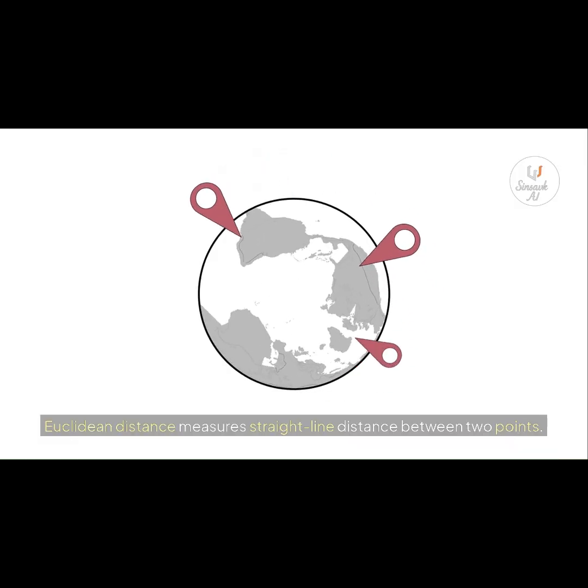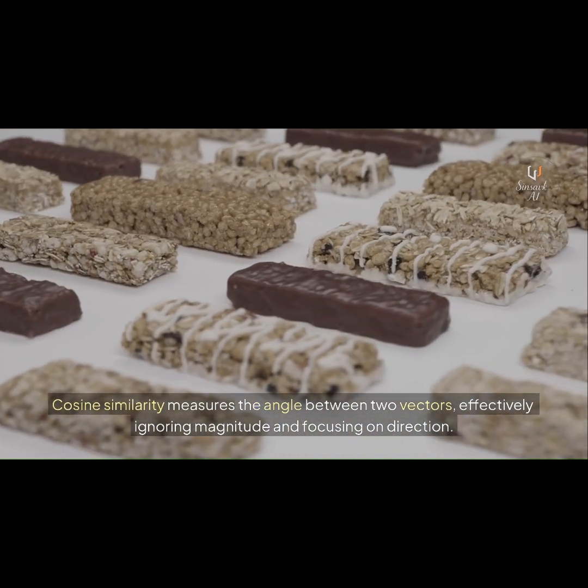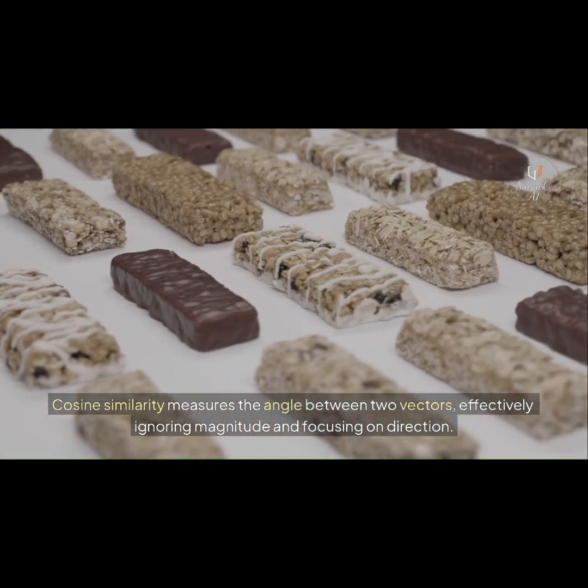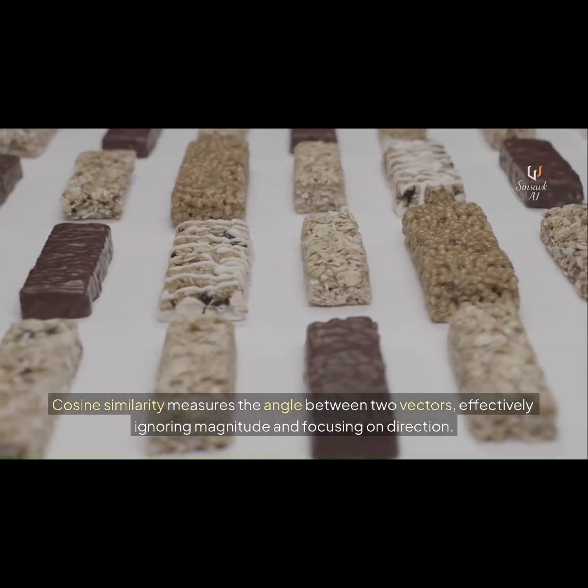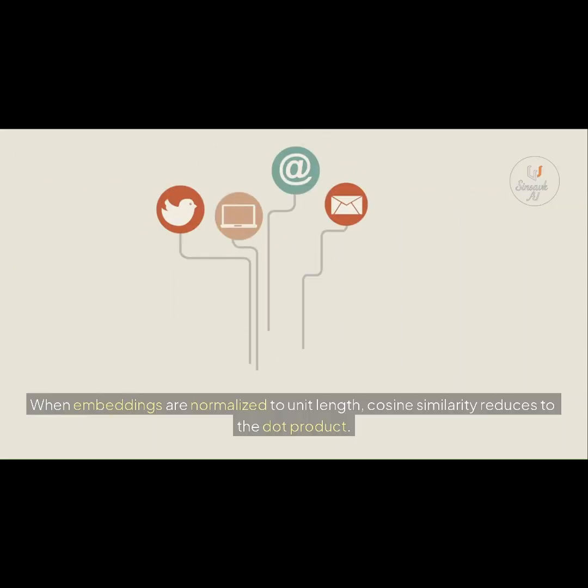Euclidean distance measures straight line distance between 2 points. Cosine similarity measures the angle between 2 vectors, effectively ignoring magnitude and focusing on direction. In high-dimensional embedding spaces, cosine similarity is often preferred because it is more stable and less sensitive to scale differences. When embeddings are normalized to unit length, cosine similarity reduces to the dot product.